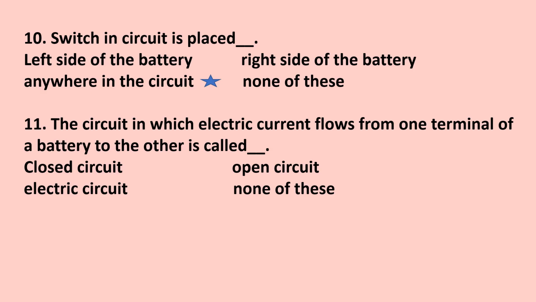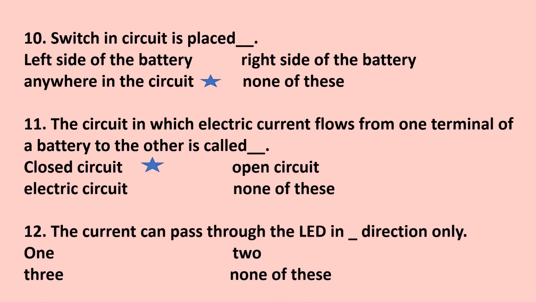Question number 11. The circuit in which electric current flows from one terminal of a battery to the other is called. So a circuit in which the current flows from one terminal of battery to the other terminal, it is called closed circuit, open circuit, electric circuit, or none of these. So the correct answer is closed circuit. Okay.